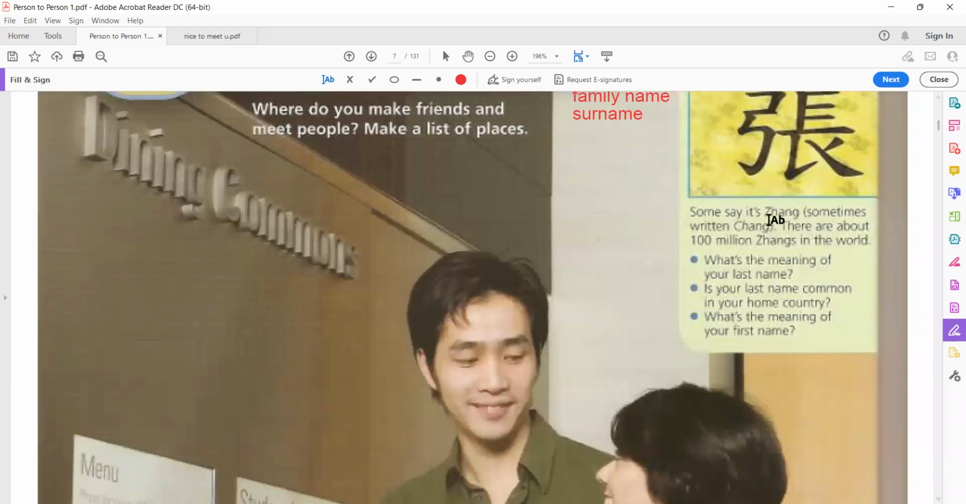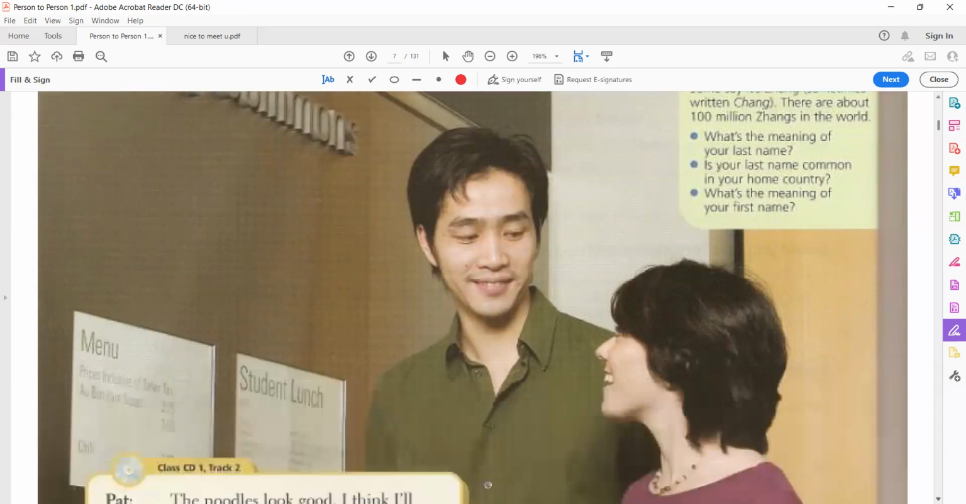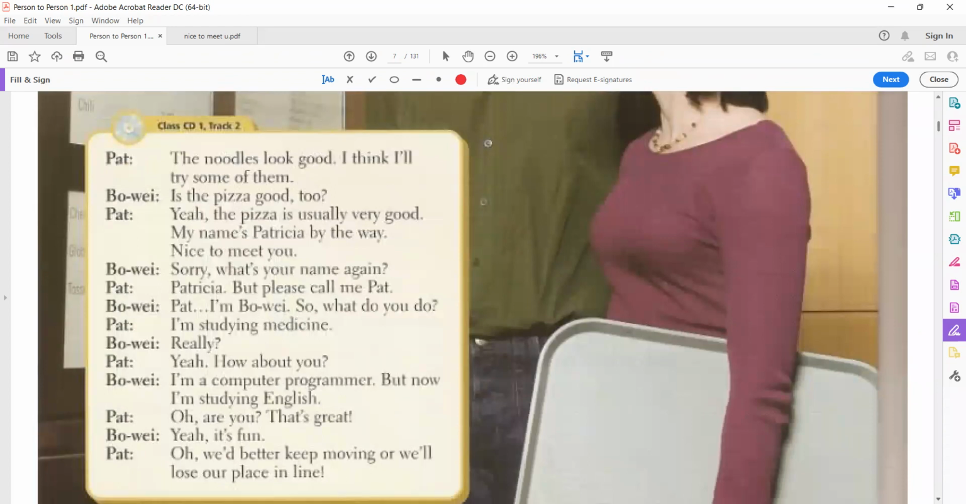Then it says here, some say it's Zhang, sometimes written Chang. This is a Chinese name. There are about 100 million Zhangs in the world. What's the meaning of your last name? Is your last name common in your home country? What's the meaning of your first name? This is basically just asking you, what does your name mean? Your last name, your first name, what does it mean? Every name has a meaning.